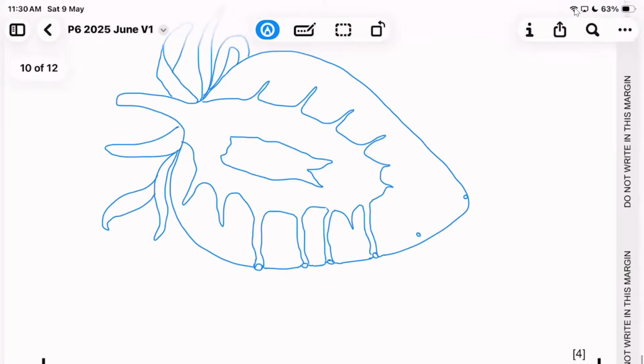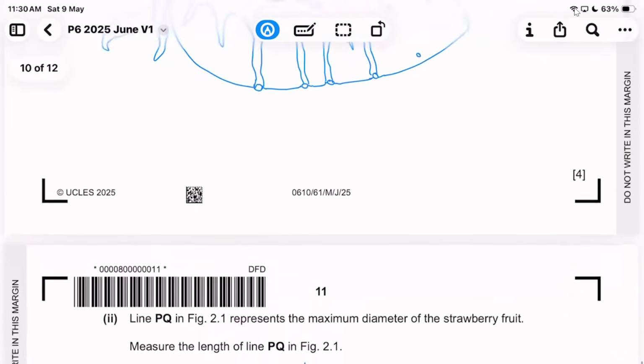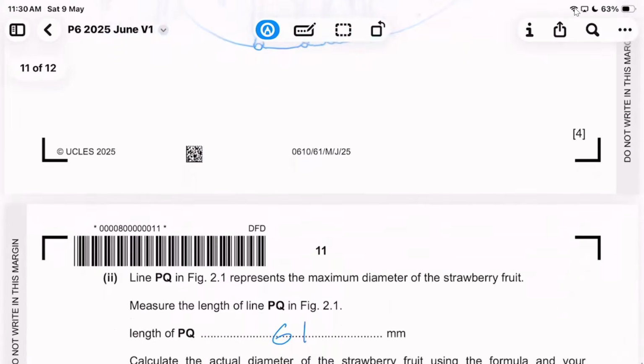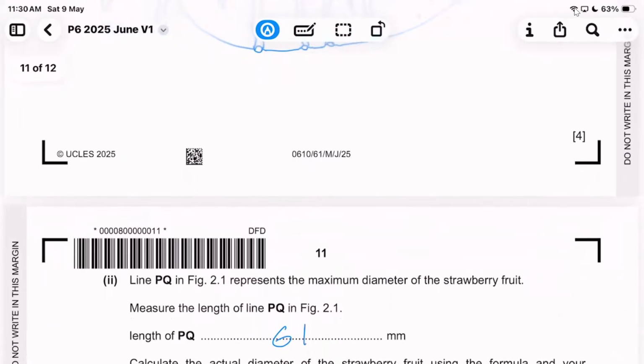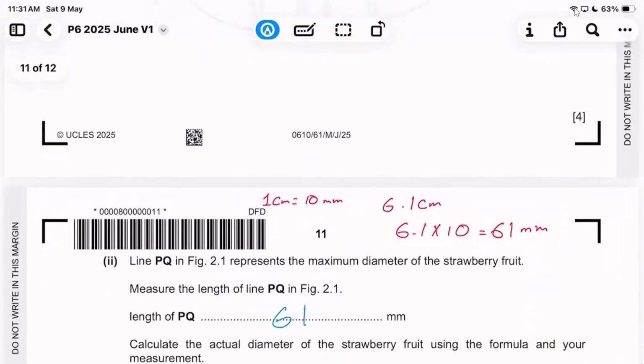My value for PQ is 6.1, but we have to convert it into millimeters. So we have 6.1 centimeters, and 1 centimeter equals 10 millimeters. By converting, 6.1 multiplied by 10 gives us 61 millimeters.